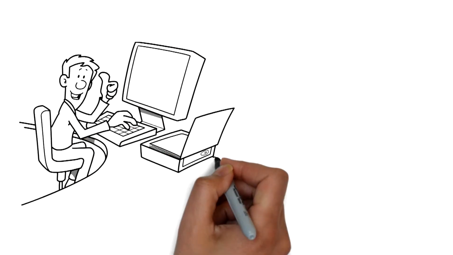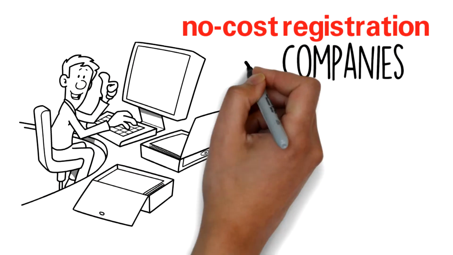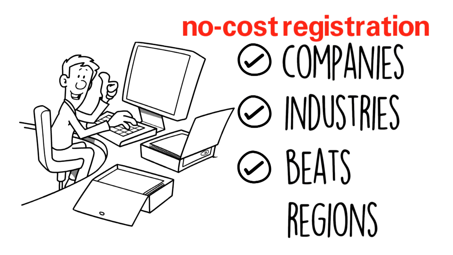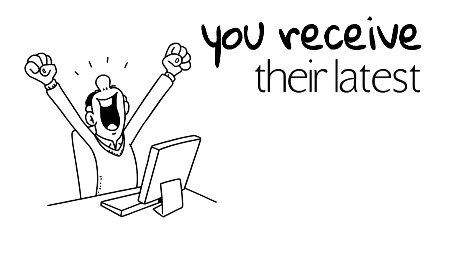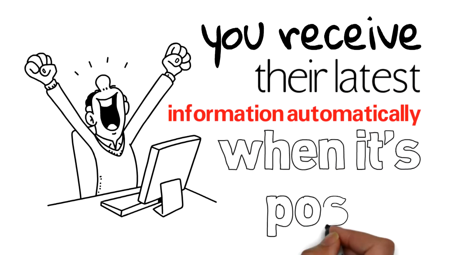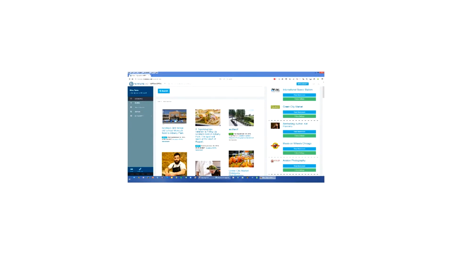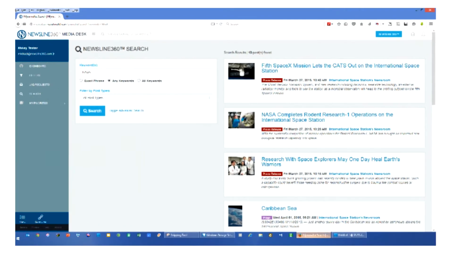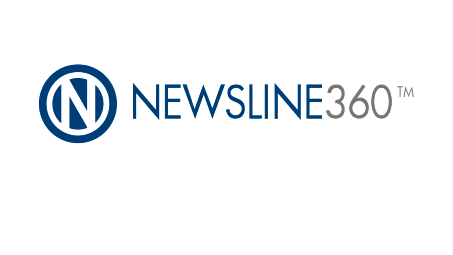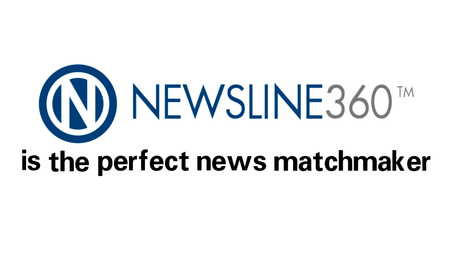Once you've completed your no-cost registration, you simply follow companies, industries, beats, and regions that you cover. Follow as many newsrooms as you like, and you receive their latest information automatically when it's posted. The news goes right into your private online dashboard, where you receive only the news you've chosen to receive. If you want, you also can search for news from among any of the Newsline 360 newsrooms. Newsline 360 is the perfect news matchmaker.